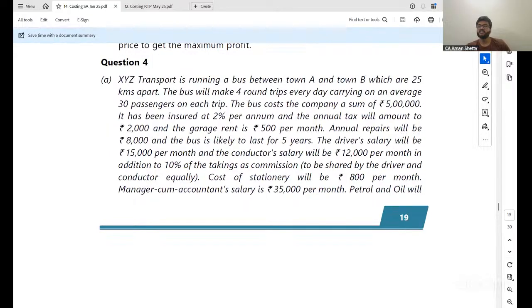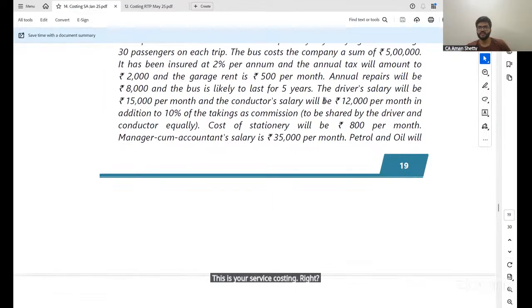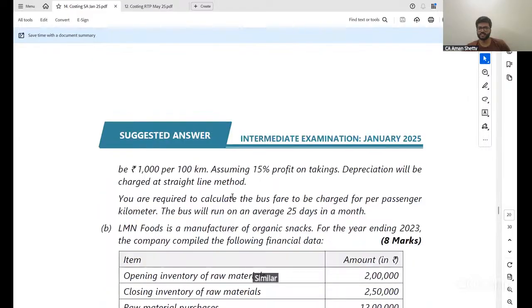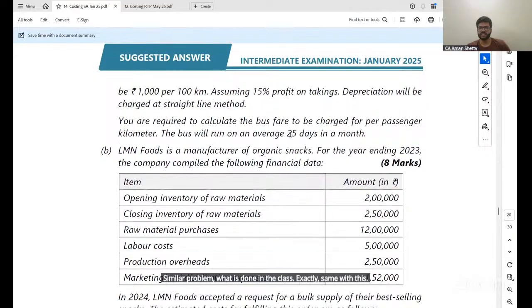This is your service costing problem. It is a similar problem to what was done in the class. Exactly the same it is, 25 days in a month. A similar problem I've done in the class.